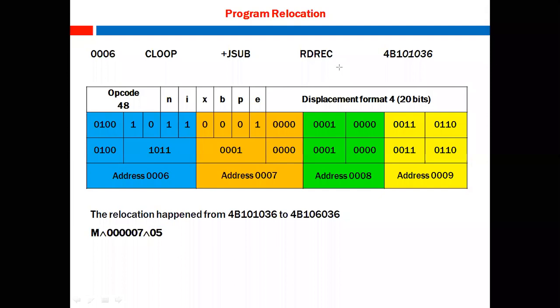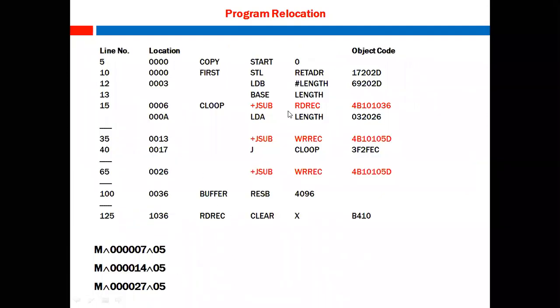Okay, so the same way we will see what are the other formats for representations we have. So we have the representation plus JSUB, write record 4B101050. So the same way when you do it, now what is the starting address? Now it is 13, right? The starting address is 13, but now you know 13 is storing 4B. Now 14 is storing 10, and this half byte we are taking from this. I'll just show you that.